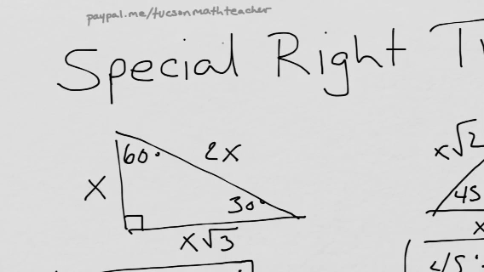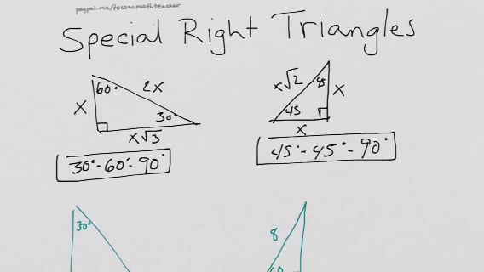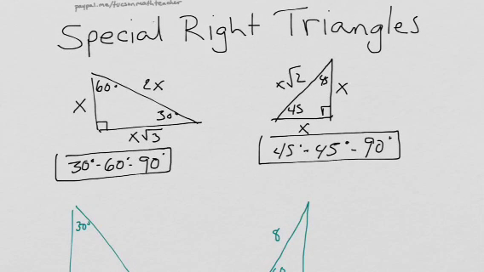Hello, in this recording we're going to talk about special right triangle relationships, and the two that we're going to look at are the 30-60-90 triangle ratios and the 45-45-90 ratios. I'm not going to explain in this recording where these come from. We're just going to say they exist, and here's what you put in your notes.